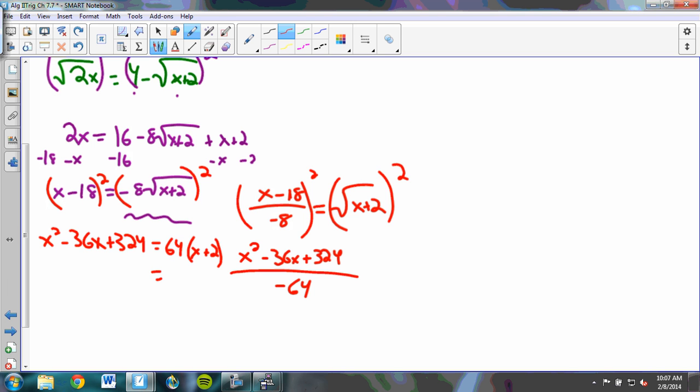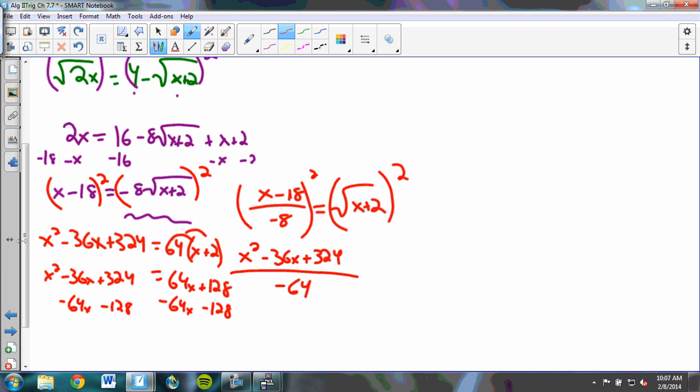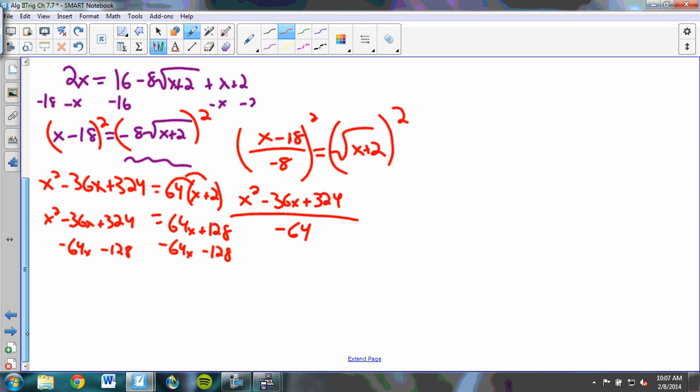Well, then I distribute the 64. Subtract 64x and subtract 128. I get x squared minus 100x plus 324 minus 128 is 296. I had to get everything equal to 0, so I'm solving a quadratic. I'm solving something with an x squared and an x left.